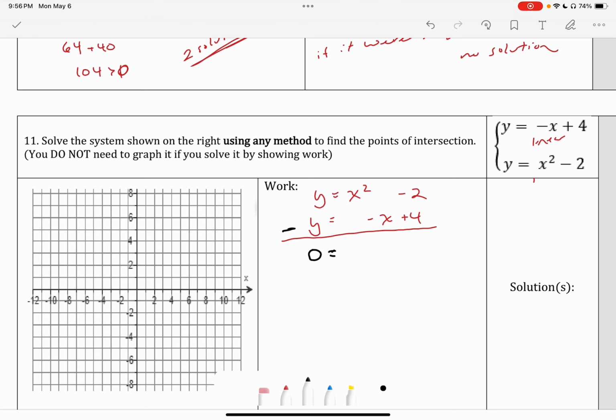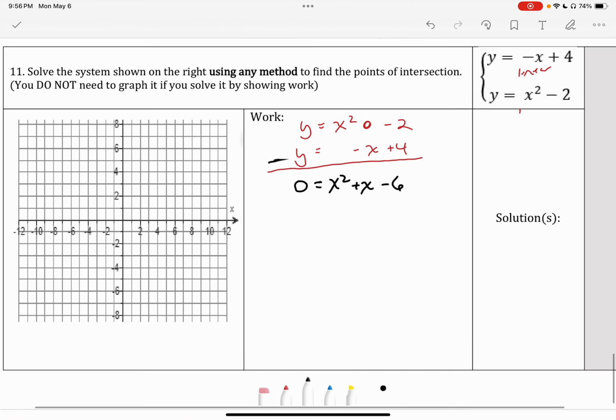There's the elimination. Now we're just going to keep going step by step. X squared minus nothing is still x squared. This one was a little bit tricky because we do have a 0 here. So we've got 0 minus a negative x, which is really 0 plus x. So that ends up being positive x. And then negative 2 minus 4 is negative 6. So what we have is x squared plus x minus 6 equals 0. We now need to solve that for x.